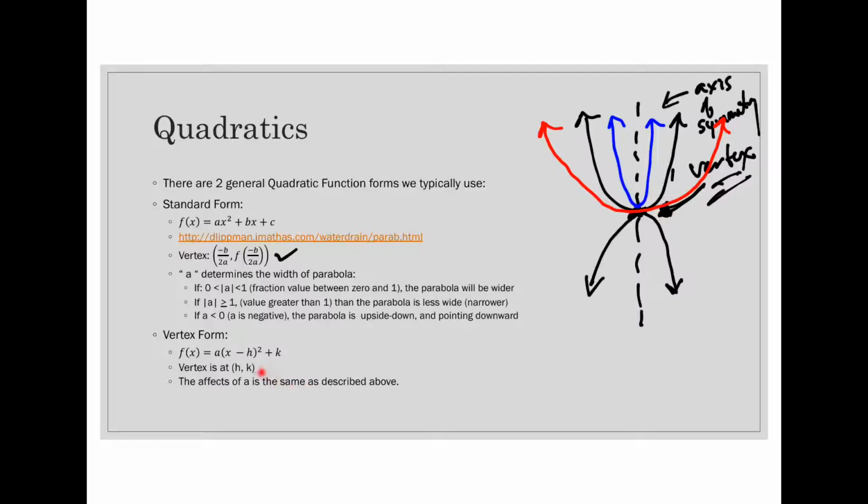So looking at this, whatever the values of h and k are, I already know where the location of my vertex is, which is, of course, why we call it the vertex form. And the effects of a are the same as described above. All right. So let me just kind of give you an example here, because you do want to be careful as you're interpreting something in this form.